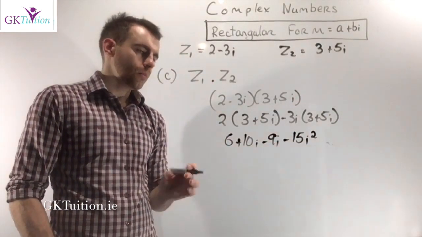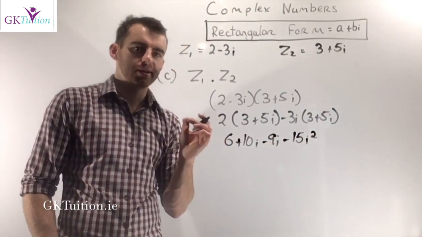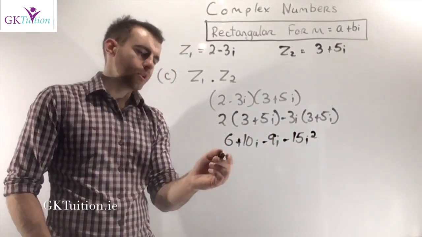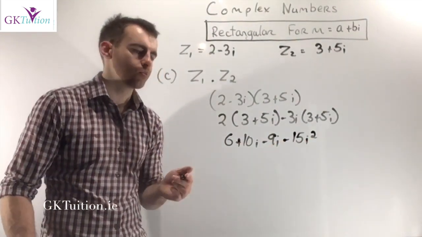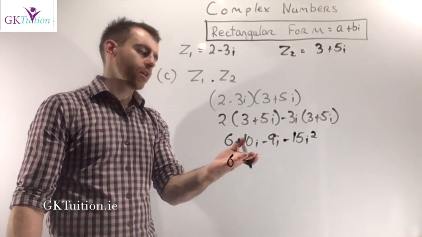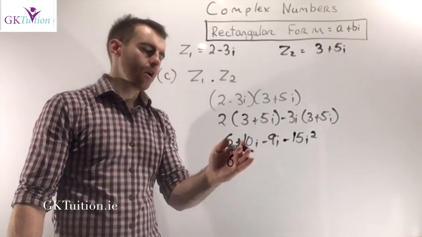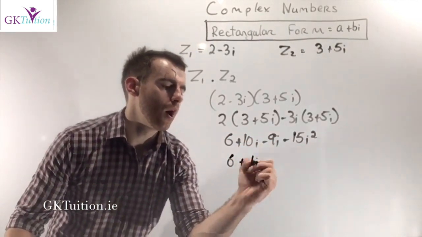Now, you need to be careful. Remember we said in the previous video that i squared is equal to minus 1. Which means that we have to substitute in, instead of an i squared, I need to plug in a minus 1. So for the moment, I can leave the 6 as it is. I can add the two like terms together. Plus 10 minus 9 gives me plus 1i.